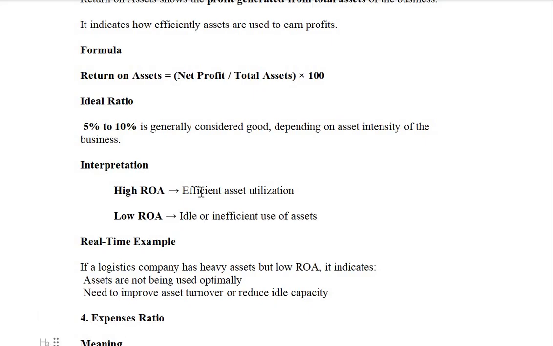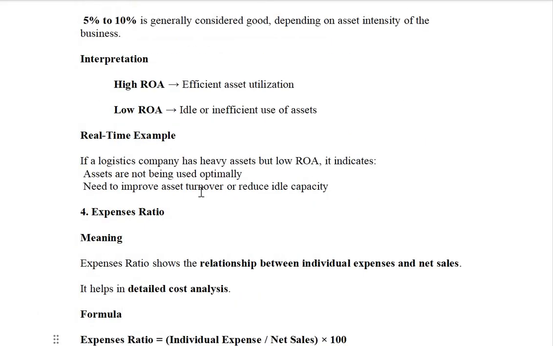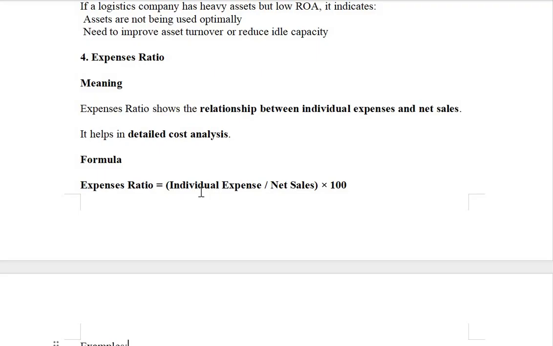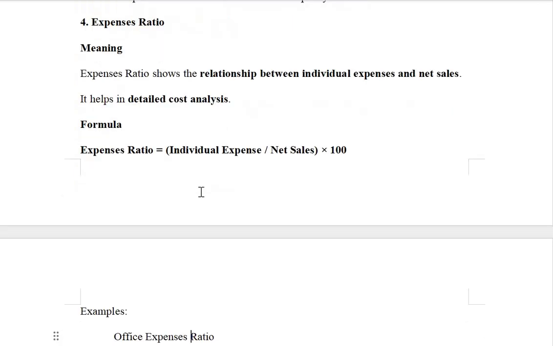So it gives us a sign that we have to use optimally the resources which are used in our business. The next one will be expenses ratio. The expense ratio shows the relation between the different expenses and the net sales. So it explains the detailed analysis of the expenses. The expenses ratio can be computed using the formula: respective or individual expense divided by net sales, into 100.